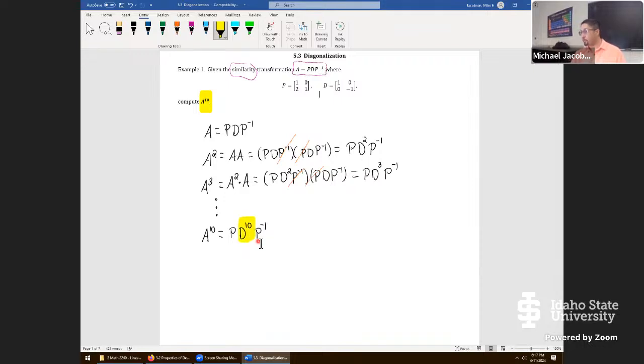But before we go into all that work, which sounds like a lot of trudging through this, let's just take a look at D to the power 10. So we're back to this matrix.